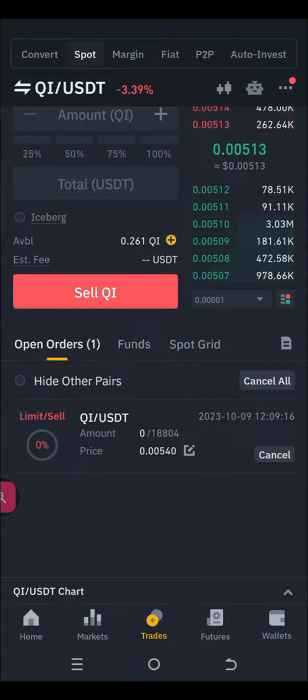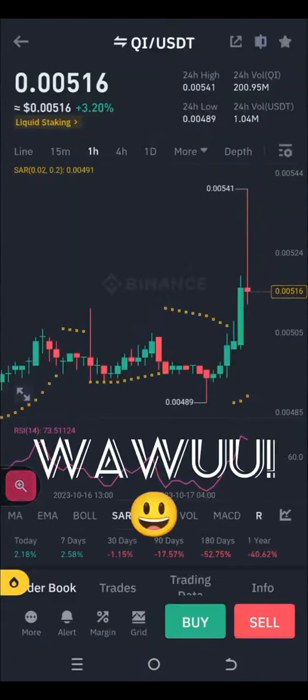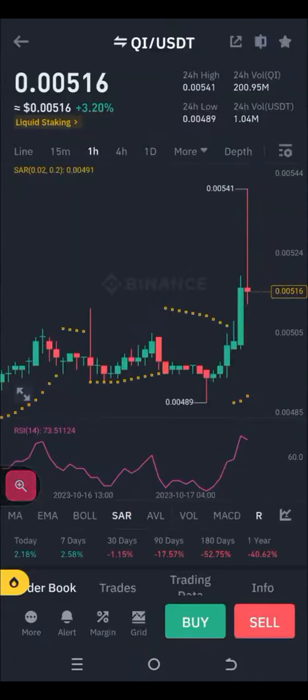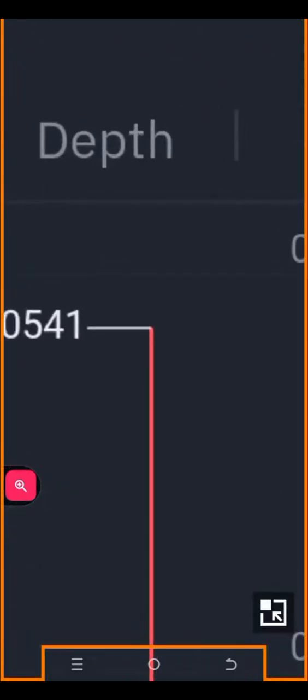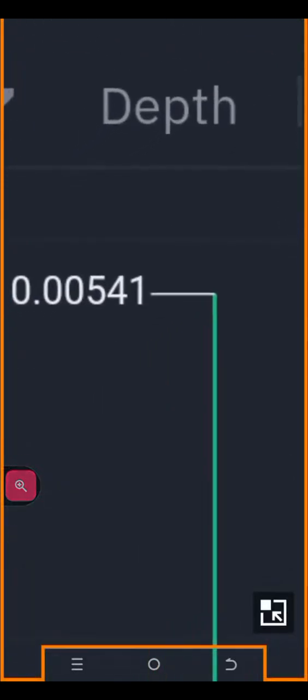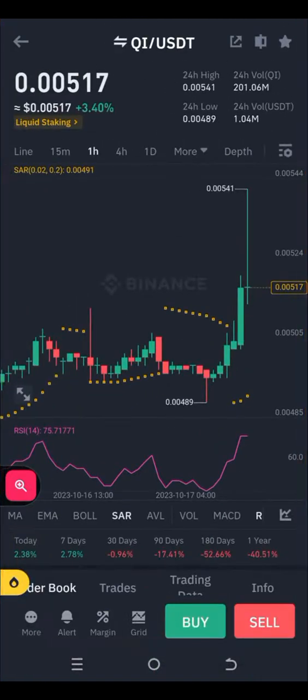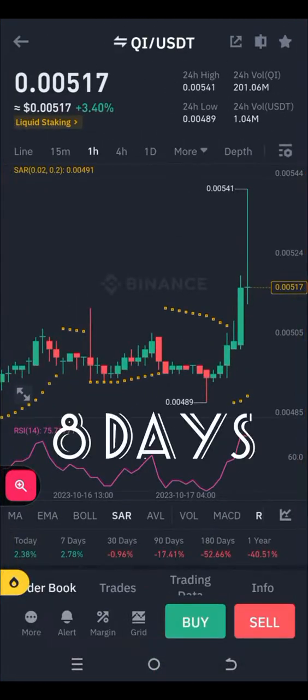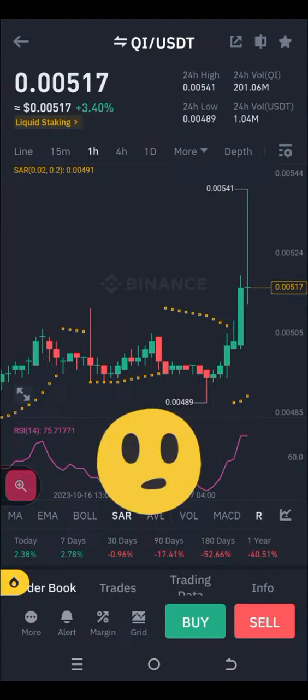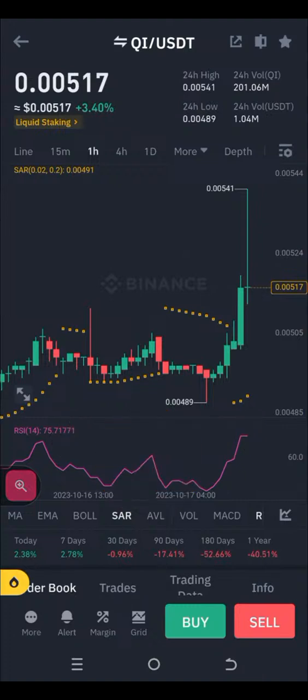Wow! Can you see how QIUSDT ran all the way to 0.0541? This trade, I've been in it for 8 days. Eight days. Oh my God. But anyways, like I told you, probably you must have watched in my previous videos that there has been a bloodbath in BTC. But BTC has recovered a little bit.